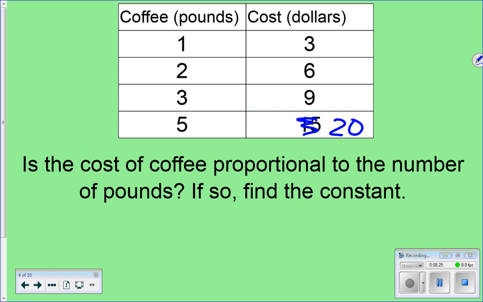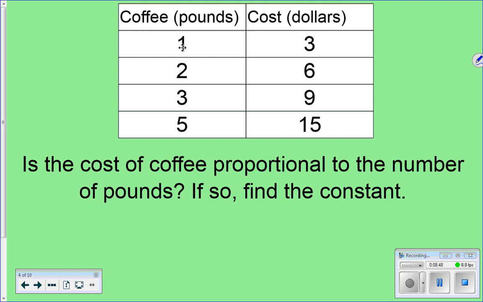Now let's go back and say this was 15. So yeah, we're in proportion. Now my question is, what's the constant? How do you know? That's what I'm multiplying by. So that's my constant. That's what's staying consistent from pounds to dollars. I'm constantly multiplying by 3. Okay? Everybody understand? Kind of remember this from last year a little bit?